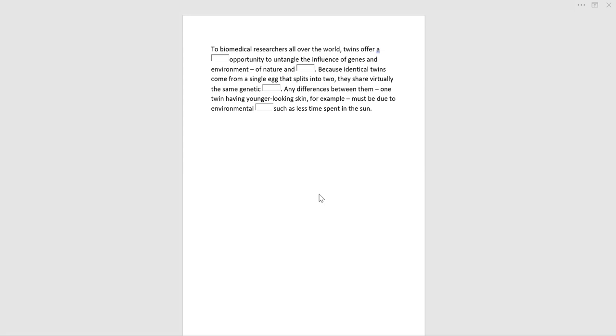For biomedical researchers all over the world, twins offer a precious opportunity to untangle the influence of genes and environment, of nature and nurture. Because identical twins come from a single fertilized egg that splits into two, they share virtually the same genetic code. Any differences between them, one twin having younger looking skin, for example, must be due to environmental factors, such as less time spent in the sun.